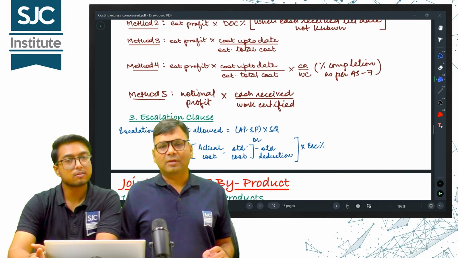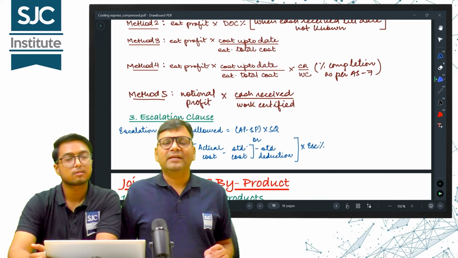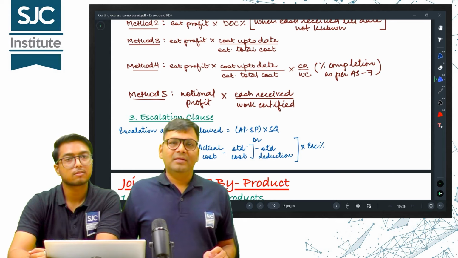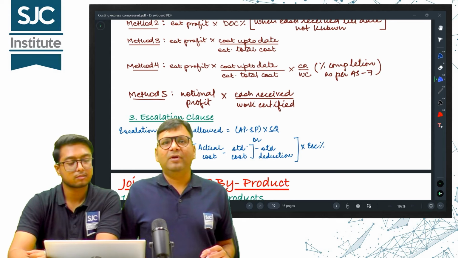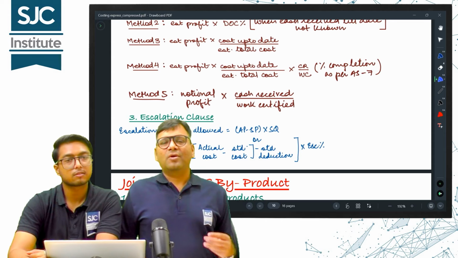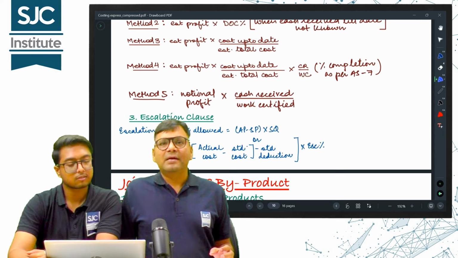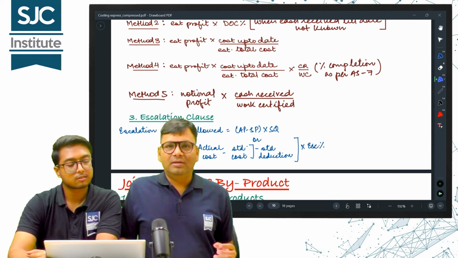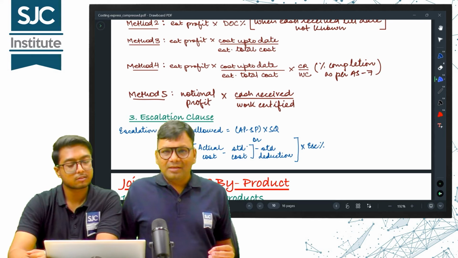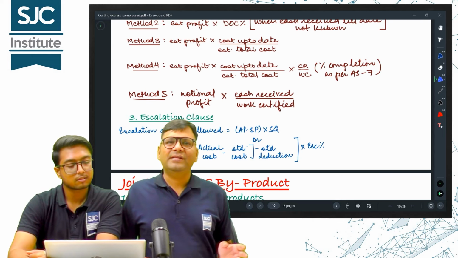Next is escalation clause. This is basically a benefit given to the contractor in case of fixed price contracts. A contract once entered can be of 2 types, fixed price contract or cost plus contract. Cost plus contracts are not our scope of study. However, in that case, whatever actual costs are incurred, a percentage is charged on such actual cost and such profit is realized by the contractor each year.